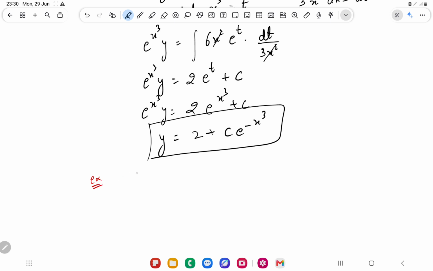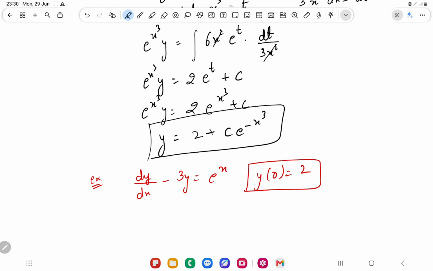I am giving you one question. You can solve it and drop your answer in the comment box. dy by dx minus 3y is equal to e to the power x. So you have to solve it using the integrating factor method, and to find c, the condition given to you is y(0) is equal to 2.